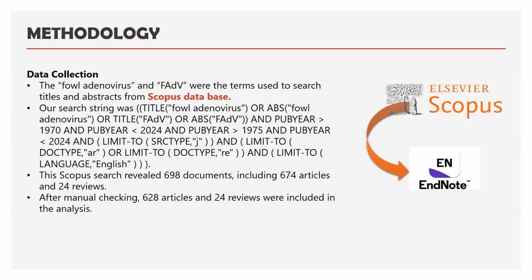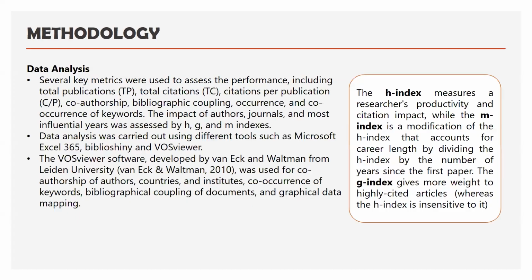Methodology: we collected the data from the Scopus database, and our search string looks like this. We included 628 articles and 24 reviews. For data analysis, several key metrics were used to assess performance, including total publications, citations per publication, co-authorship, bibliographic coupling, occurrence and co-occurrence of keywords, and H, G, and M indexes.